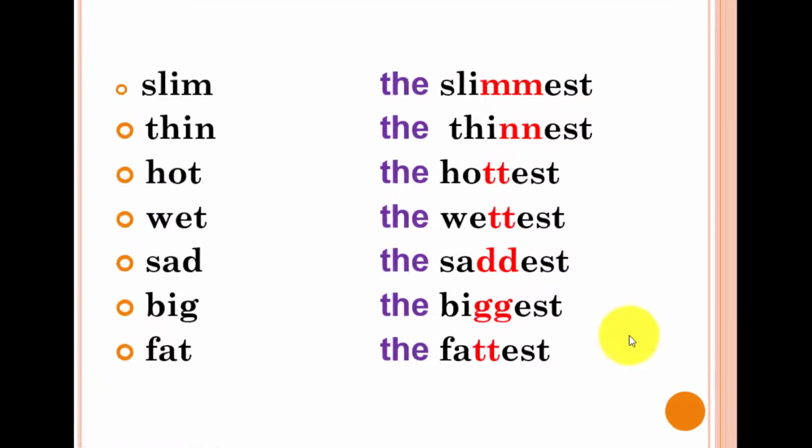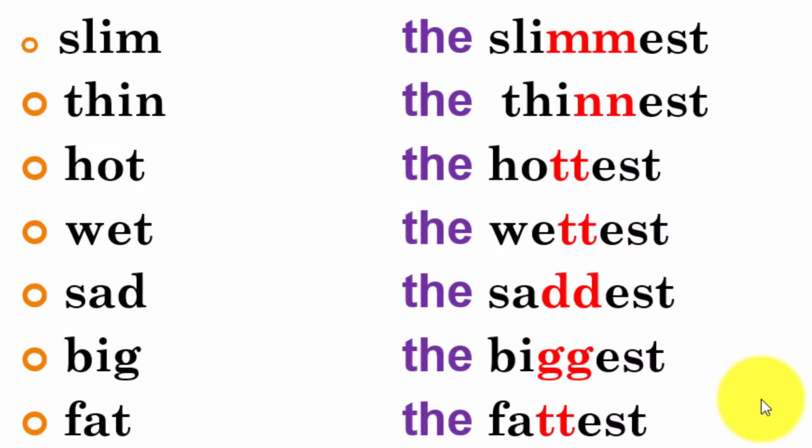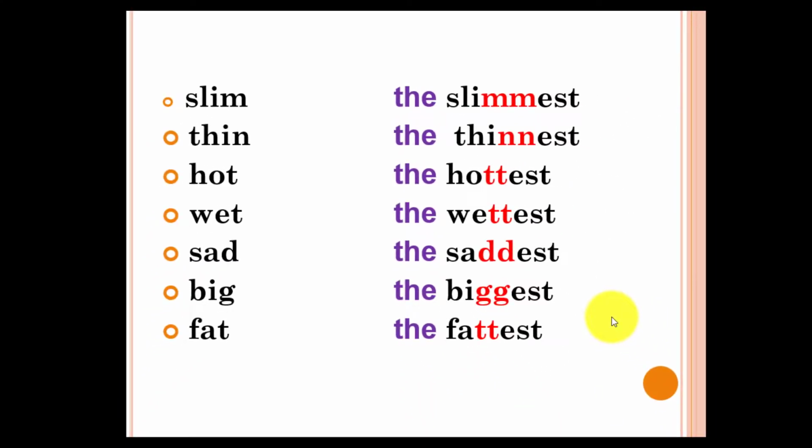Let's have a look at more examples. Slim, the slimmest. Thin, the thinnest. Hot, the hottest. Wet, the wettest. Sad, the saddest. Big, the biggest. Fat, the fattest.